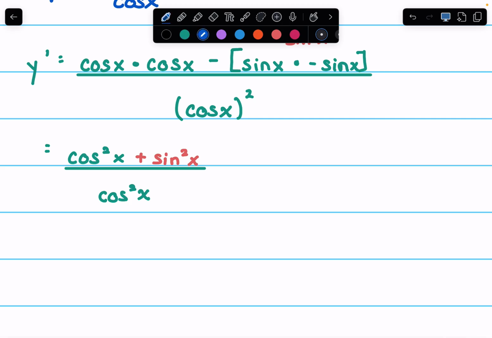What is cosine squared plus sine squared equal to? 1. That's your Pythagorean identities for trig. Okay? That we were supposed to know. Which gives you 1 over cosine squared. What's the reciprocal of cosine? Secant. So 1 over cosine squared equals what? Secant squared, which is great because that proves it.